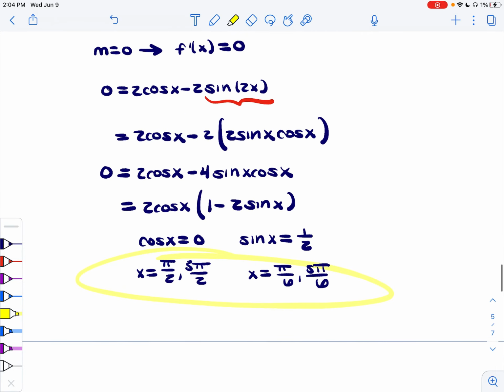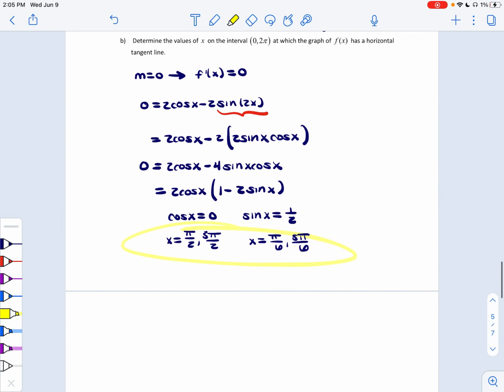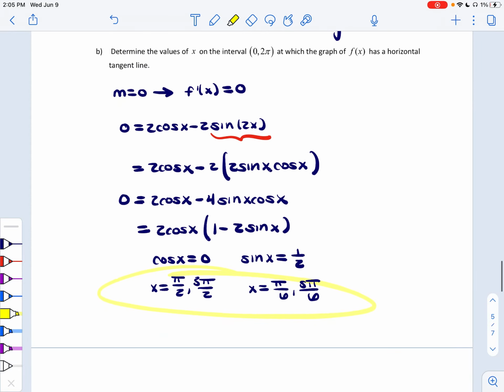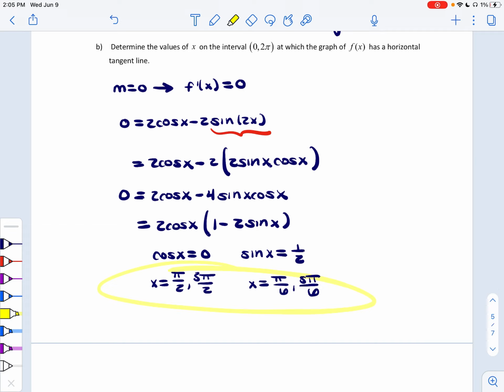Okay. All right, so we'll be doing a lot more like this part B in the next unit, where we're thinking about finding horizontal tangent lines, finding maximums and minimums, but it's kind of fun to look at now just to get a glimpse of what we're going to be doing in the future.